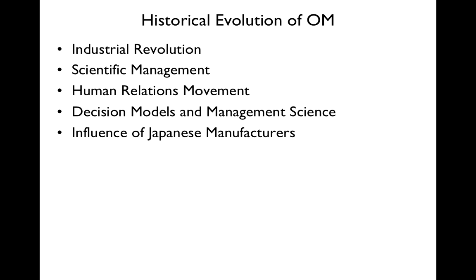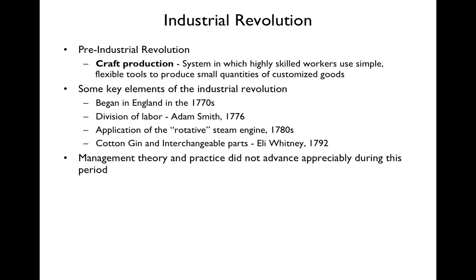So here's the historical evolution of operations management. There was the Industrial Revolution, scientific management, human relations management, decision models and management science, and the influence of Japanese manufacturers. As we talked about before the Industrial Revolution, it was really craft production systems. You had a blacksmith, and that blacksmith would make everything in his blacksmith shop. You had a dressmaker who would make the entire dress.